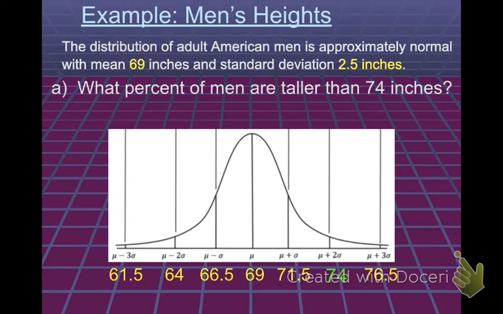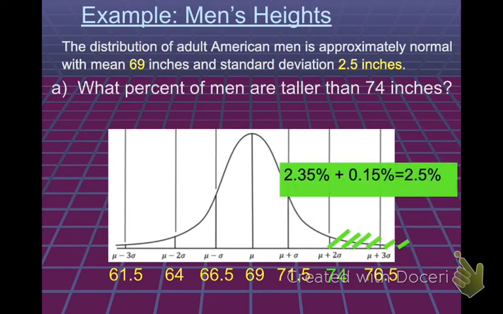So 74 inches is 2 standard deviations above. So we want to know the percent that is taller than 74 inches. So we're looking at that part of the area under the curve. And we know from our empirical rule that we would take the 2.35% and the 0.15% in both of those bins, basically, add them together to give me 2.5%. So 2.5% of men should be taller than 74 inches. So not a lot.